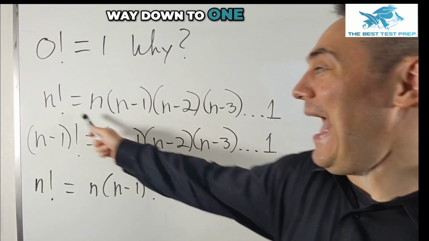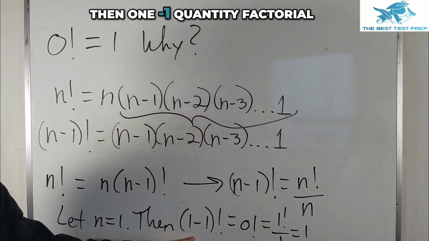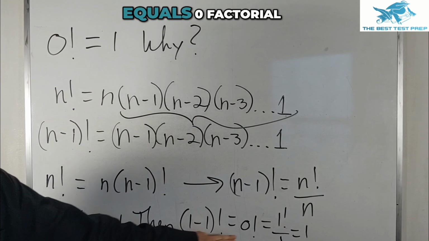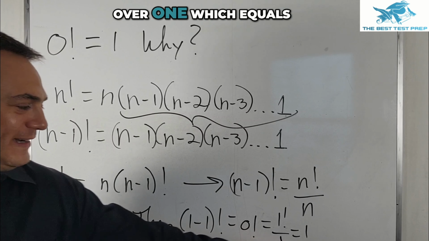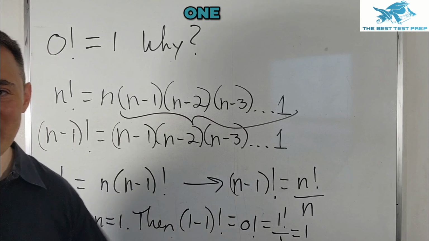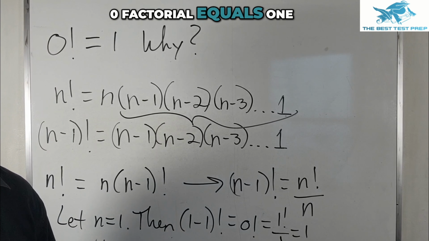Let n equal 1. Then 1 minus 1 quantity factorial equals 0 factorial, which equals 1 factorial over 1, which equals 1. 0 factorial equals 1.